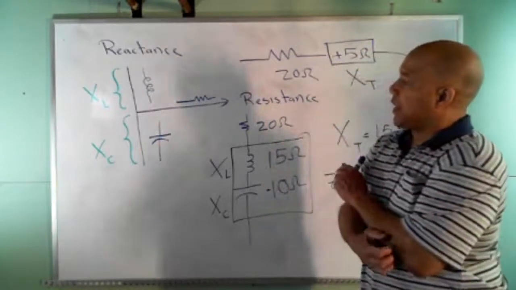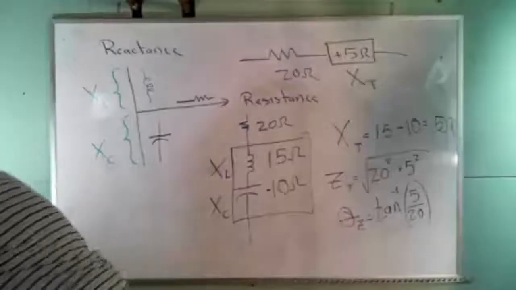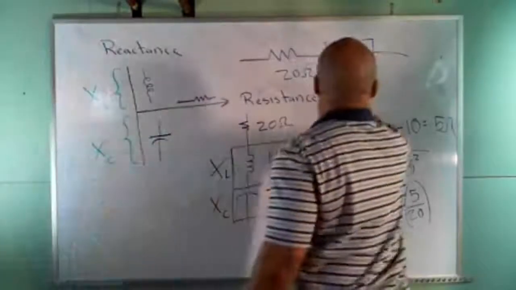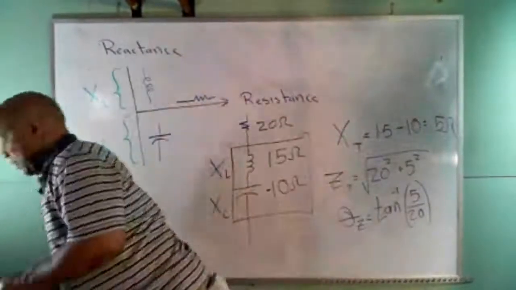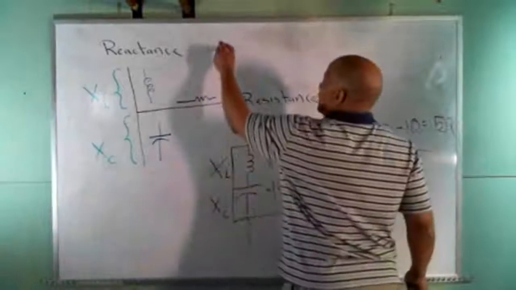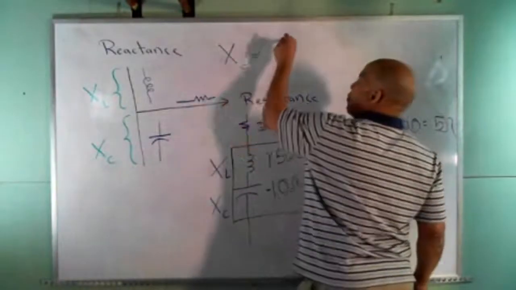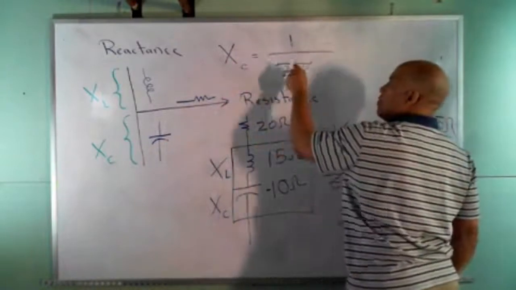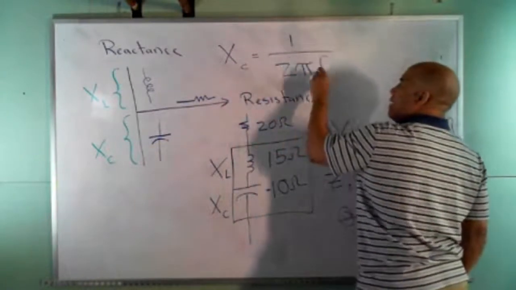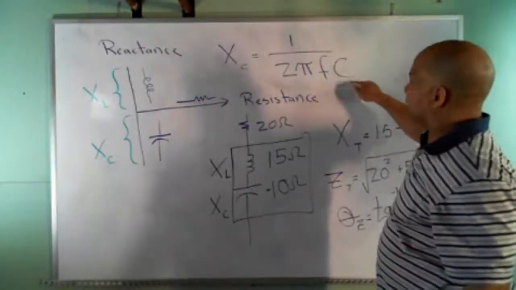How do we calculate XC? Well, if you go back to your notes and think about it, I gave you a formula for it. XC was equal to 1 over 2 pi FC. So you got to know the frequency and you got to know the capacitance.